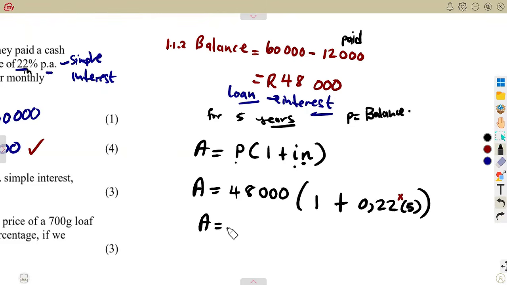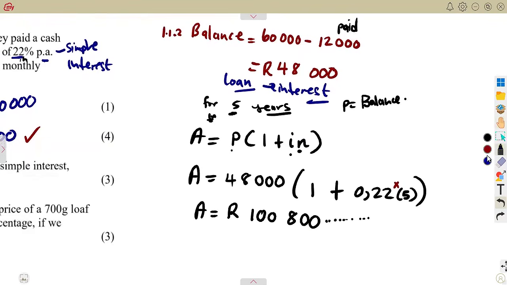This was going to give us an amount of 100,800 as the amount to be repaid in 5 years. In these 5 years, this is the amount that is supposed to be paid. So now, what is going to happen monthly? Because this is supposed to be paid for 5 years.